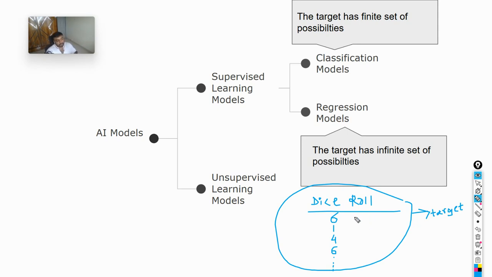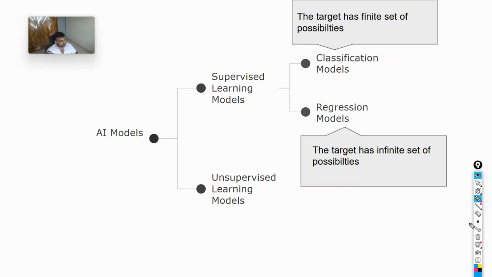So if dice roll column was my target column, and if in my target column I have finite set of possibilities, then my model will be called a classification model. Let's take another example. Suppose I have a column with me called gender, and what I am doing is I am storing the gender value of every employee in my office. Let's say the first employee in my office had a gender of male, second employee in my office had a gender of female, third employee in my office had a gender of female, and so on.